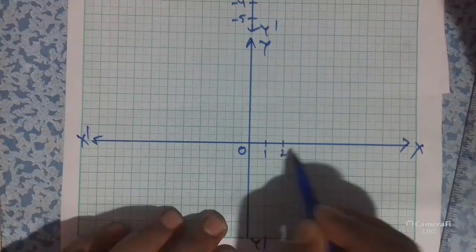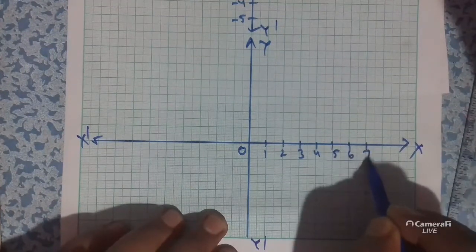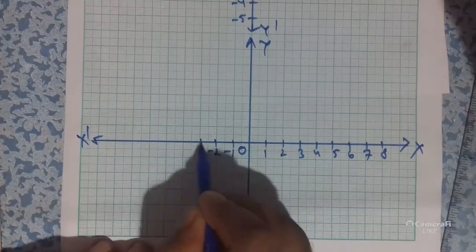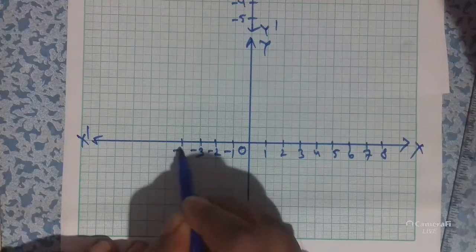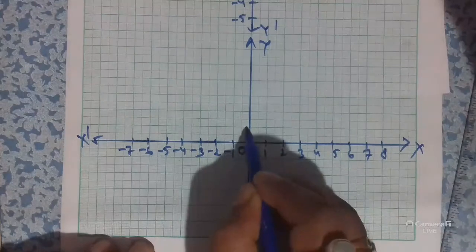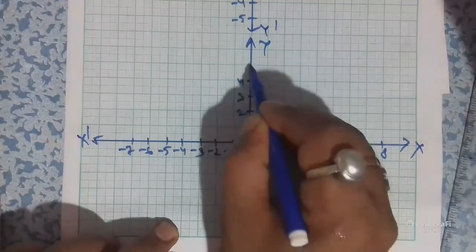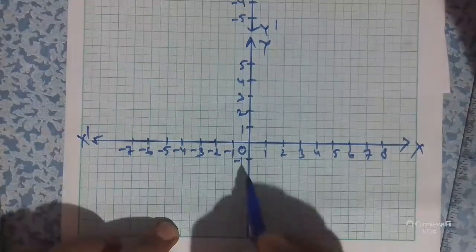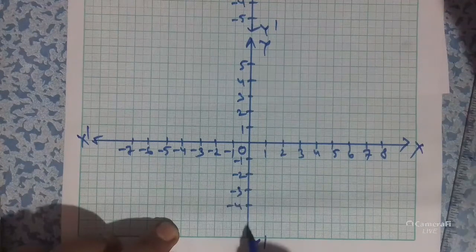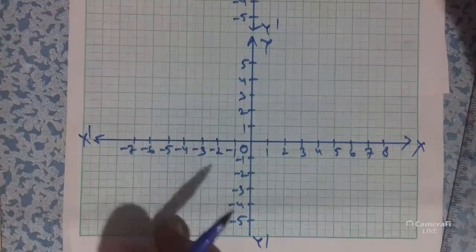Now write the values. This will be the positive values and here these are all negative values. These are the positive and these are the negative. Okay. Now we have to plot the points.